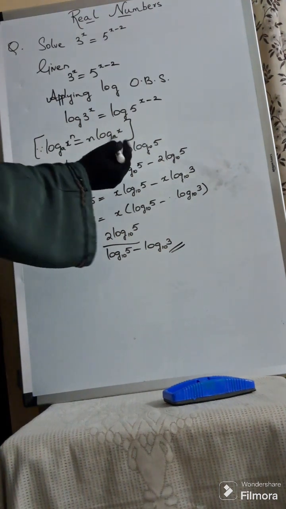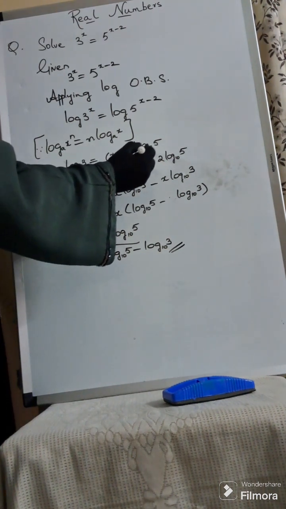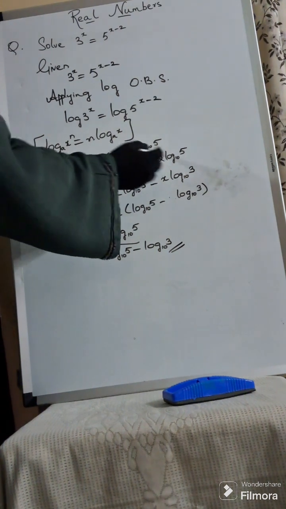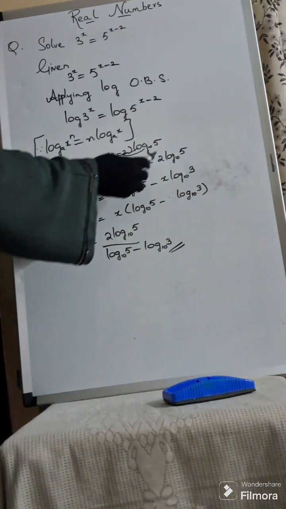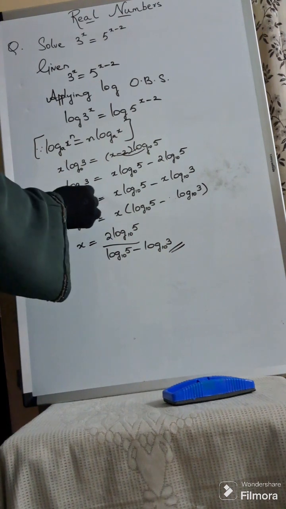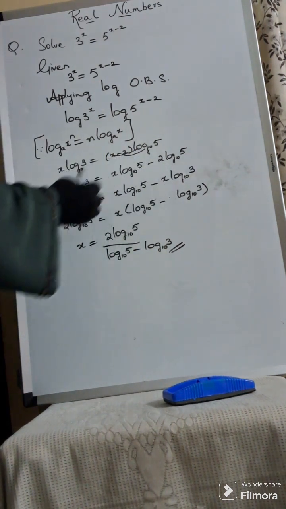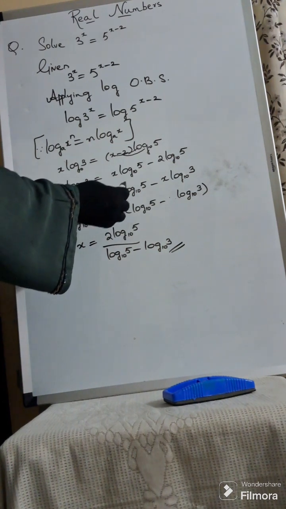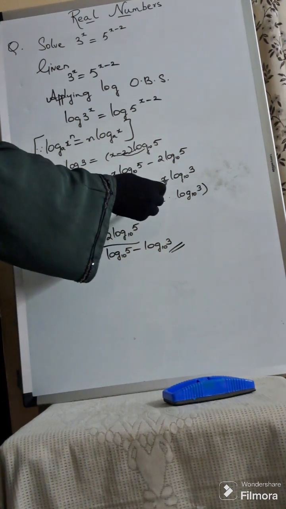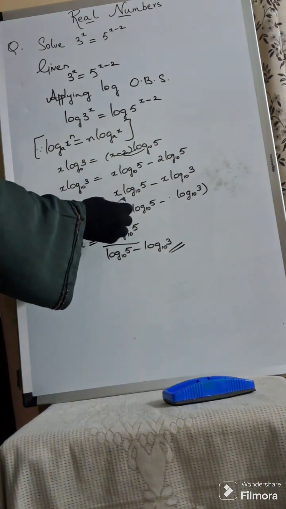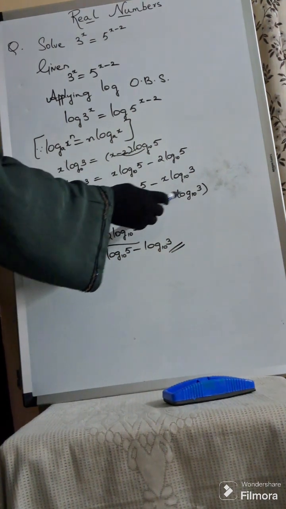So I am separating the number: x log 5 and 2 log 5. So x log 3 = x log 5 - 2 log 5. And again, I am sending this 2 log 5 this side and this x log 3 that side. So this is becoming positive and this is becoming negative. So 2 log 5 = x log 5 - x log 3. Now 2 log 5 = x of, I am taking x common. So what is left in the bracket? Log 5 minus log 3.